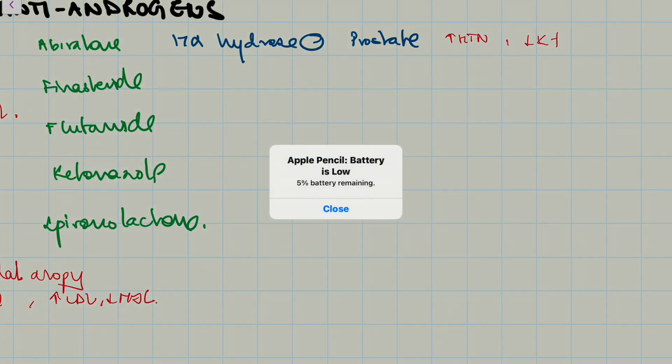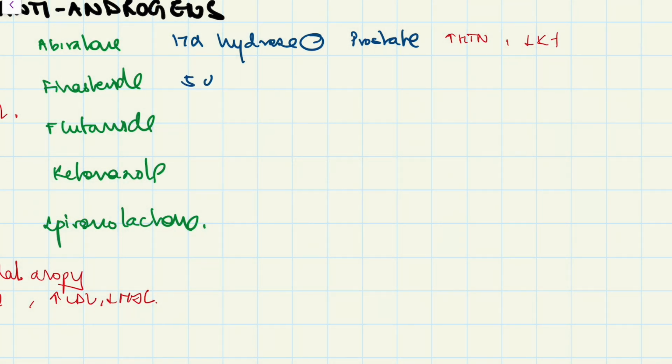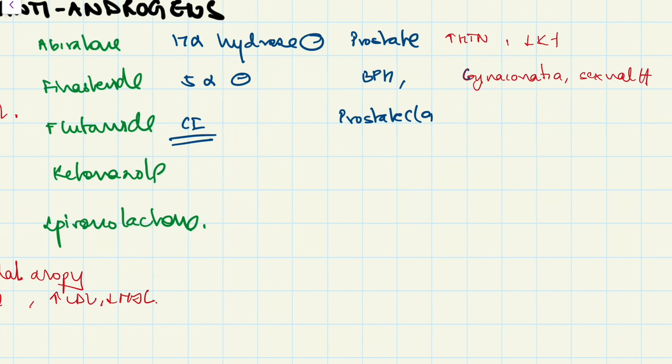Finasteride is a 5-alpha reductase inhibitor that decreases the conversion of testosterone to dihydrotestosterone. The use is BPH and male pattern baldness. The side effects are gynecomastia and sexual dysfunction. Then flutamide and bicalutamide, they are non-steroidal competitive inhibitors at the androgen receptor, that is it decreases the steroid binding, and it is also used in prostate cancer. The side effects are again gynecomastia and sexual dysfunction.